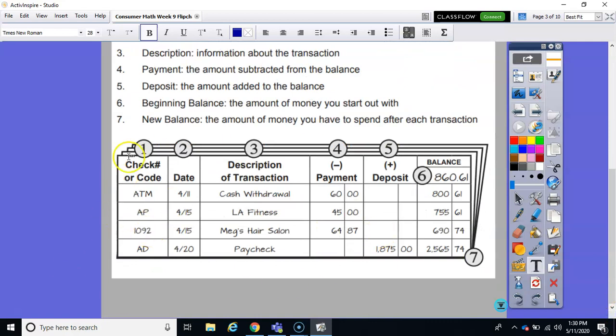And here it is, all those things, that 1 through 7 listed on here. So here's your check or card number or code number, the date the transaction took place, the description of the transaction. If it's a payment or a withdrawal, it goes in that column. If it's a deposit, it goes in this column. And then here's your old balance, and your new balance after each transaction. So you're constantly updating it.